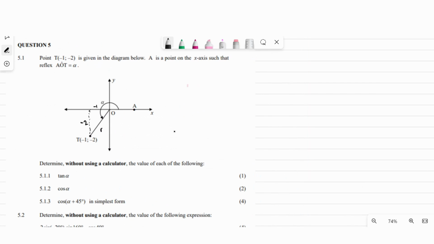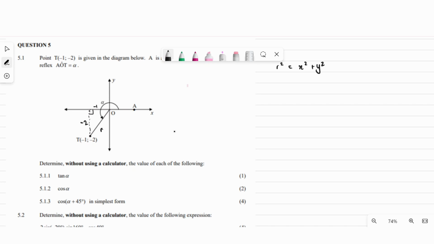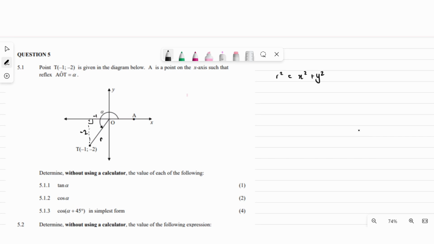So finding r, we need to use the theorem of Pythagoras because this is a right angle triangle. r is your hypotenuse. So knowing this is the formula, we're looking for r. We're going to substitute r squared, then for x squared we substitute -1, then for y squared we substitute -2. And r squared is going to be equal to 5 when you simplify it, but we need r alone, not r squared. Therefore, r is going to be equal to the square root of 5. Then you're basically done with the diagram.